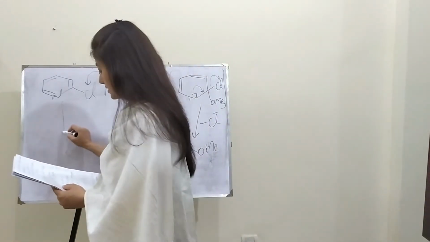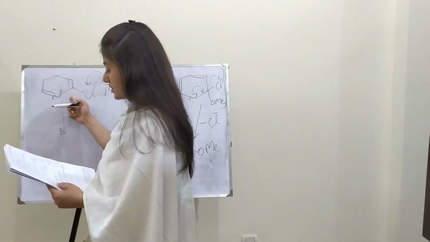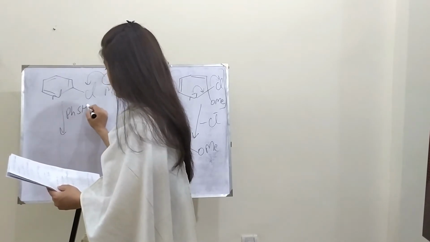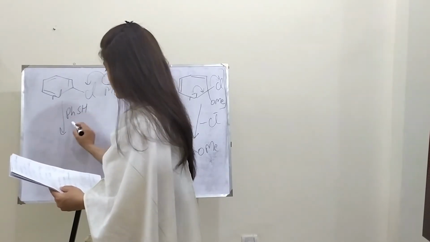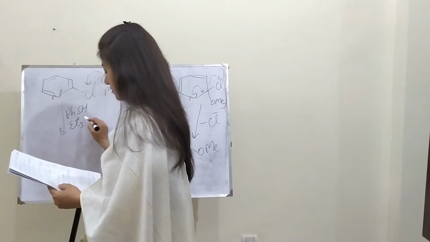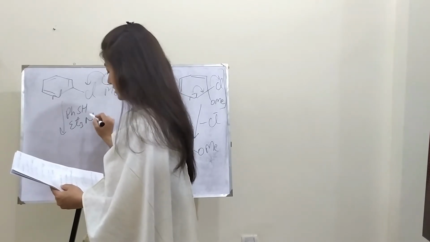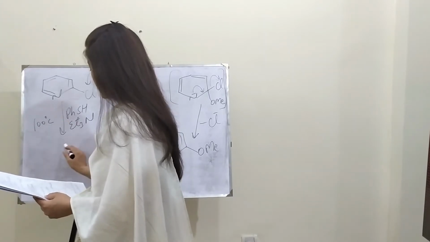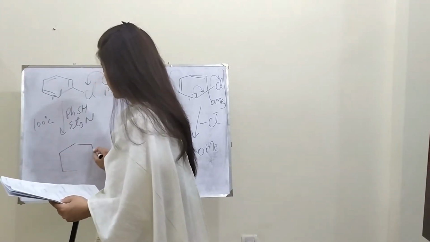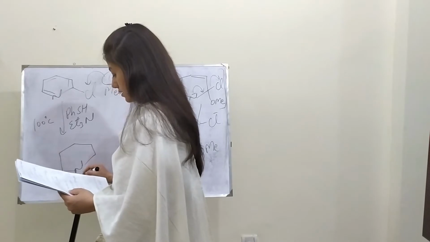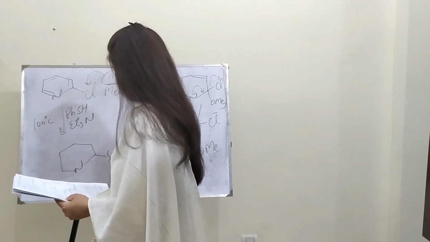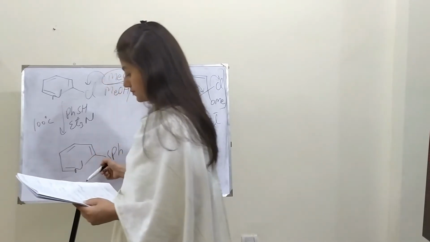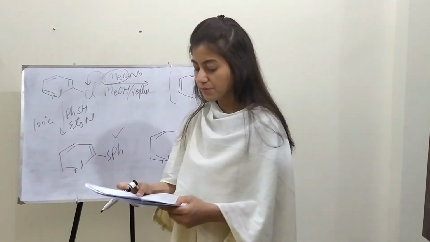And the other example is if this starting material is treated with PhSH along with triethylamine at 100 degrees Celsius temperature, the final product would be 2-thiophenylpyridine. This would be our final product.